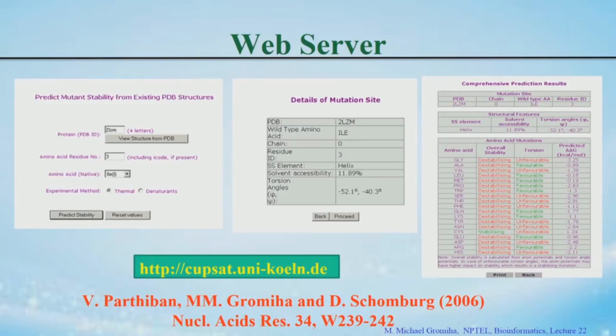Now, you can have a server, this is the CUPSAT server. It takes the PDB ID, and you have to give the residue number and which is the residue, and either you need thermal or denaturant. If you predict stability, first it will automatically calculate the secondary structure and accessibility, and it will give you the torsion angle also. If there is any problem in the torsions, it will tell you the torsion is a problem. In this case, the results are not reliable. If it is fine, then we proceed to the next step.